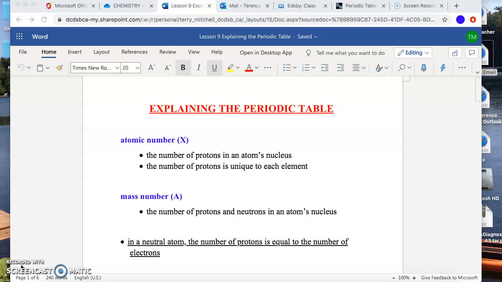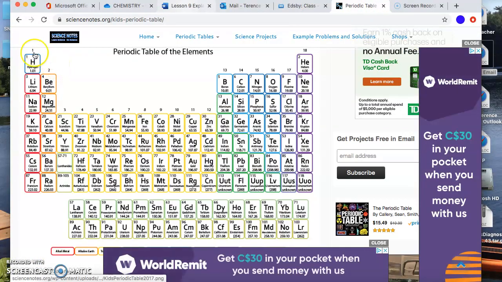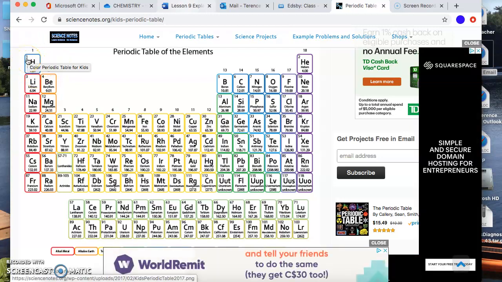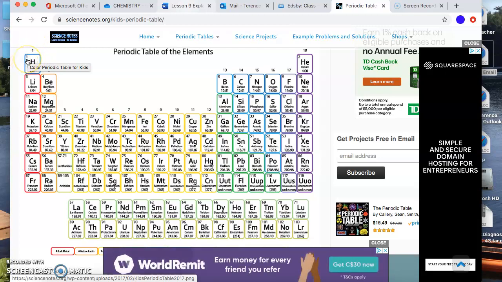So today I'm going to start to explain the periodic table a little bit more to you. First of all, when you go to the periodic table, you'll notice for hydrogen here that there are a couple numbers. The first is this number up here. It's not always in the top left-hand corner, but that number is the atomic number. Atomic is a fancy word for atom. So that's the atom's number, or the atomic number.